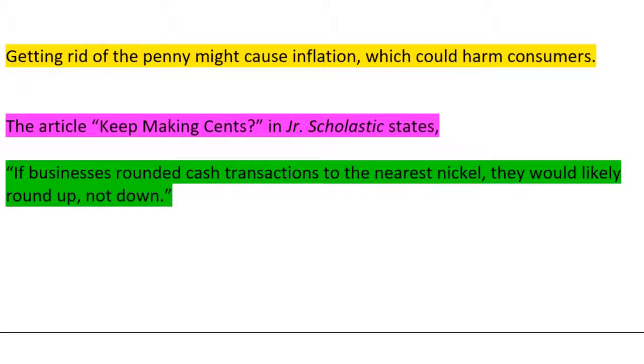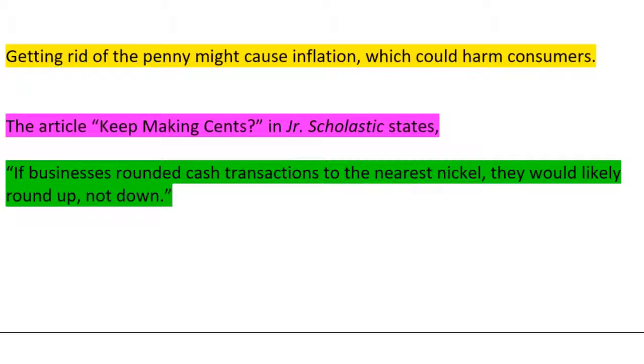The other part of the introduction is setting the reader up to understand the quotation better, or the evidence better. Our evidence is about businesses rounding cash transactions to the nearest nickel, and that they would likely round up and not down. I think my reader probably needs a little explanation about why we're talking about rounding to the nearest nickel. So I'm going to try and provide that too.